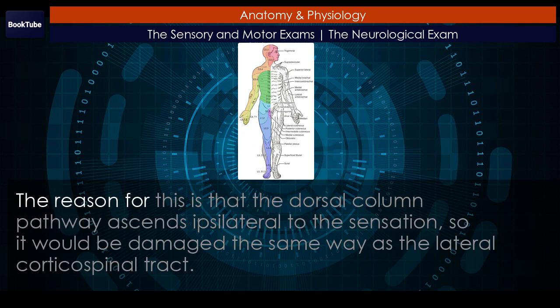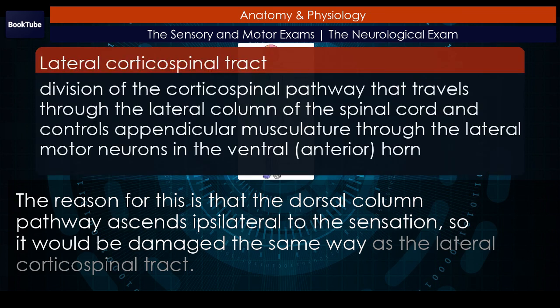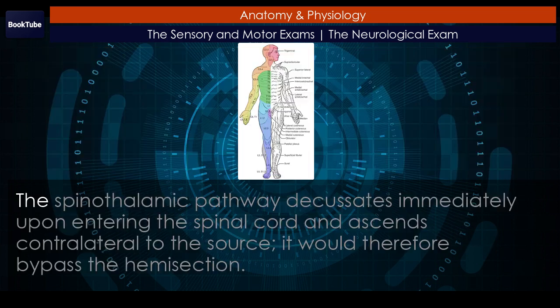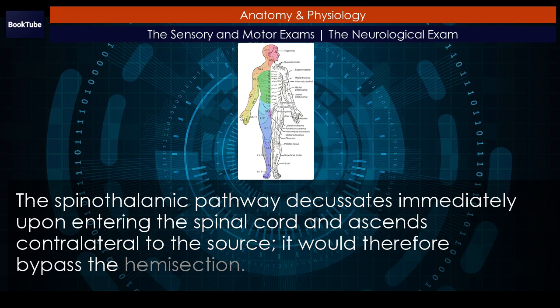The reason for this is that the dorsal column pathway ascends ipsilateral to the sensation, so it would be damaged the same way as the lateral corticospinal tract. The spinothalamic pathway decussates immediately upon entering the spinal cord and ascends contralateral to the source. It would therefore bypass the hemisection.